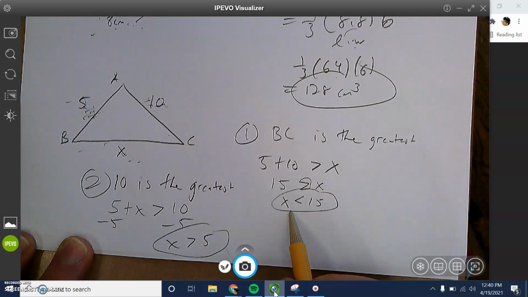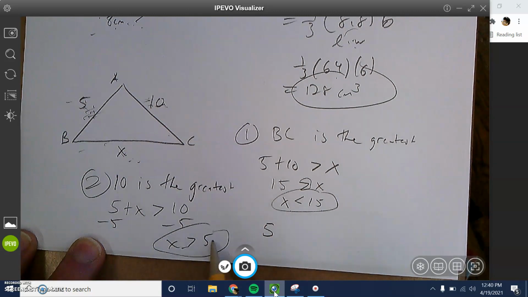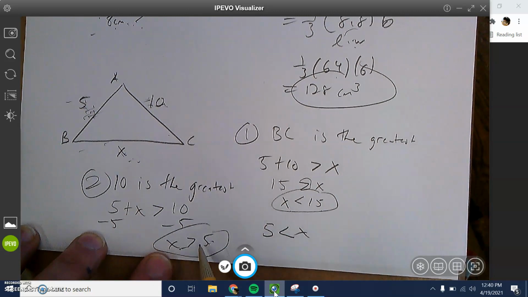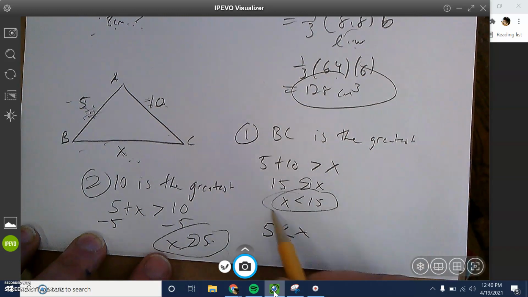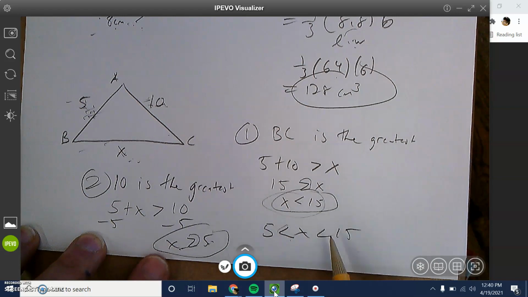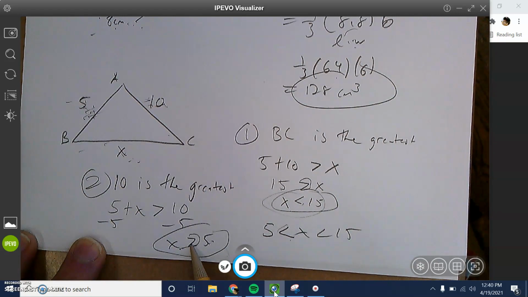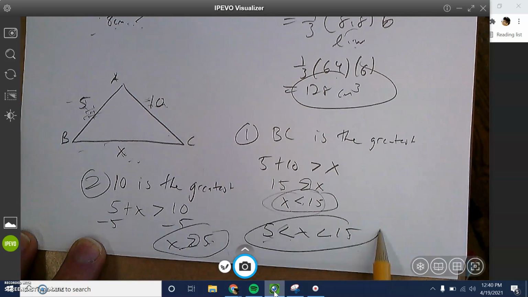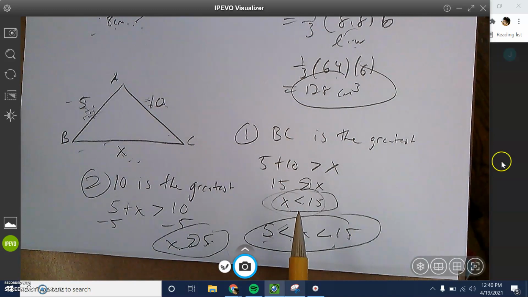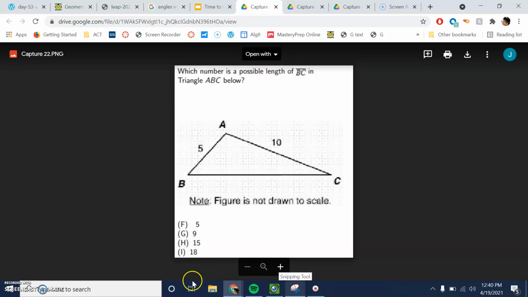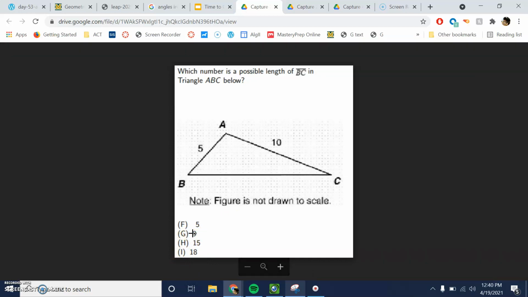Okay. So remember, we always write in compound inequality where 5, so I can flip this one around, is less than x. See how Pac-Man's eating the x? Pac-Man's eating the x. And then this, I just keep the same, is less than 15. So it has to be less than 15 and greater than 5, so it's anything between 5 and 15 is my answer. Okay, what's between 5 and 15? That would be G9. That's the only one that's between 5 and 15. That is 5, that is 15, but it can't be equal to. So G is the answer.